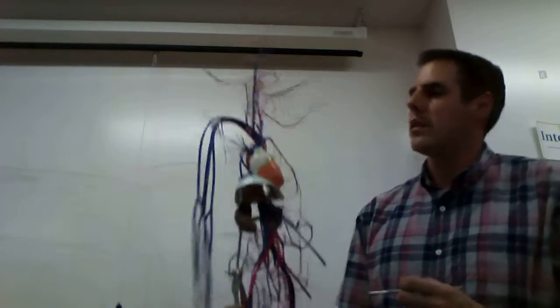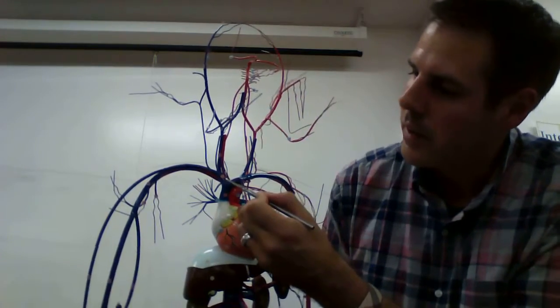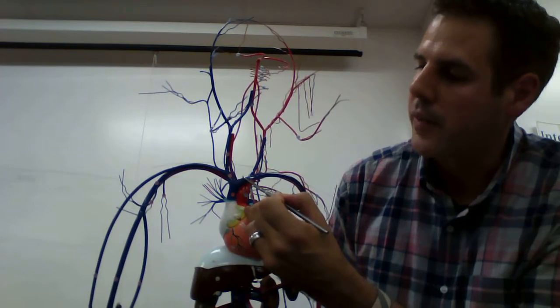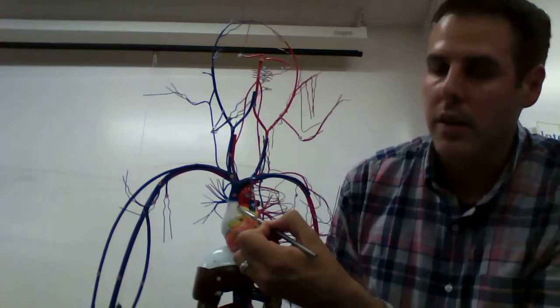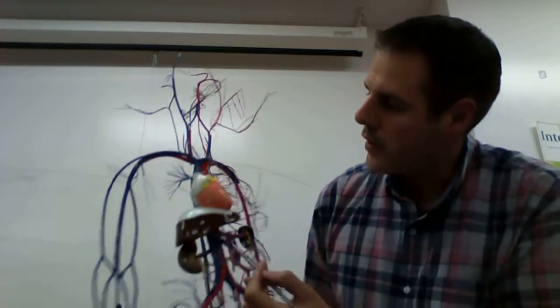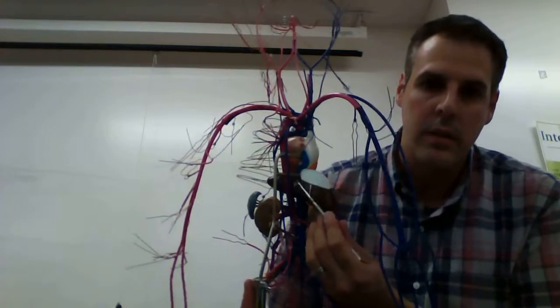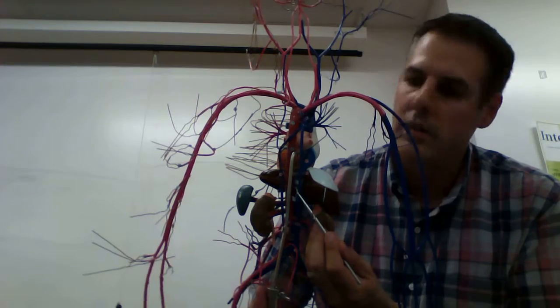Now, another thing with the veins: coming in here, you can see it on the heart, but you can also see it here. See the brachiocephalic veins. They're draining the jugulars and the subclavian. They drain into the heart. The inferior vena cava is underneath the heart. You can see the inferior vena cava here. It's the big one.